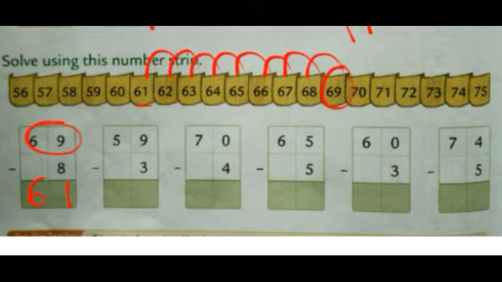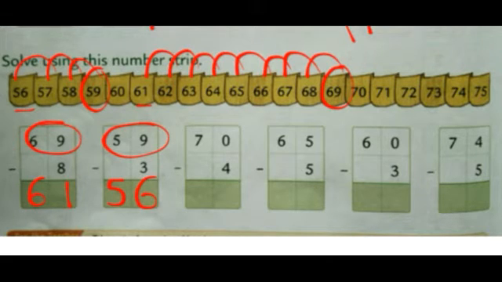Okay? Same way, see the next one. 59 minus 3. Which is the bigger number? 59. And how much we have to subtract? 3. So first mark 59 on the number strip and go back 3 places. 1, 2, 3. We reached 56. Okay? This is the way you use a number strip to subtract. Now see one more. 70 minus 4.